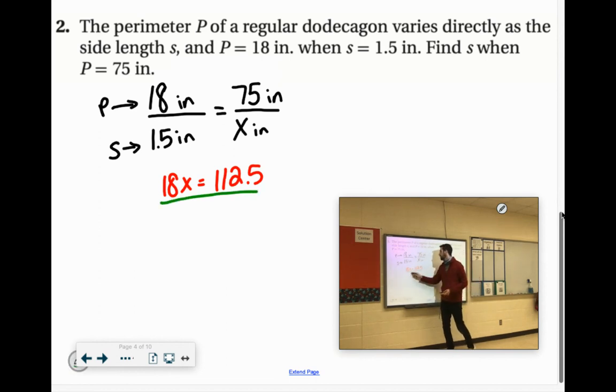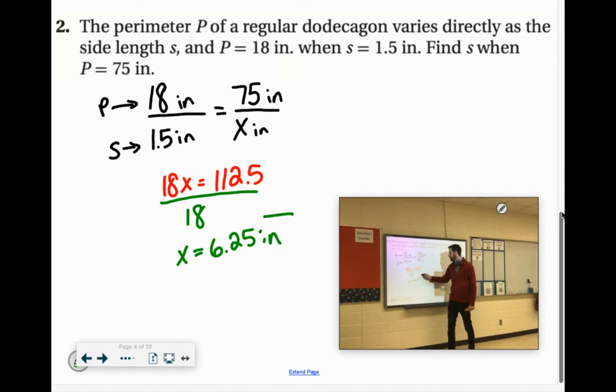I might run out of time here. 6.25 inches. Sweet.